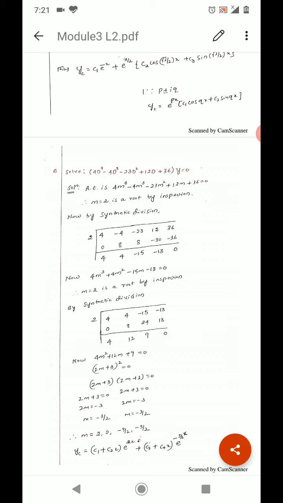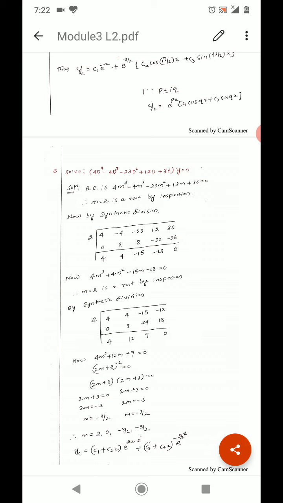So now neglecting 0, taking 9 as the constant term, 12 as the coefficient of m and 4 as the coefficient of m square, the equation becomes 4m square plus 12m plus 9 equal to 0. This can be written as 2m plus 3 whole square equal to 0. That becomes 2m plus 3 equal to 0 and 2m plus 3 equal to 0. So finally we get m equal to minus 3 by 2 and minus 3 by 2.